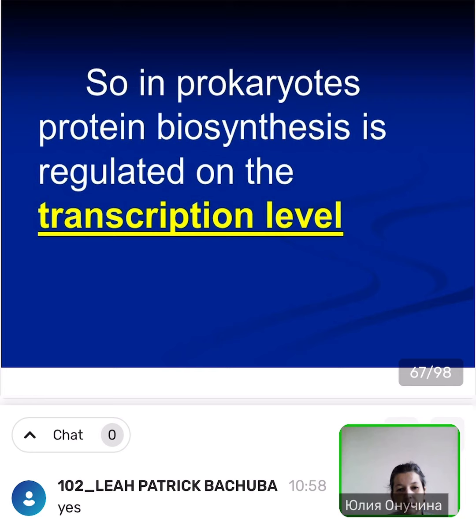In eukaryotic cells, regulation will be at all levels of biosynthesis: in transcription, in processing, in translation, in folding, and also before transcription, the pre-transcription level, and at the whole organism level, for example, by hormones. So very difficult. And operons are absent in eukaryotic cells.